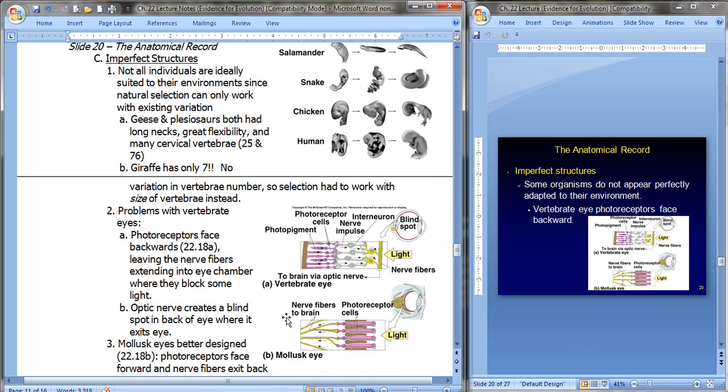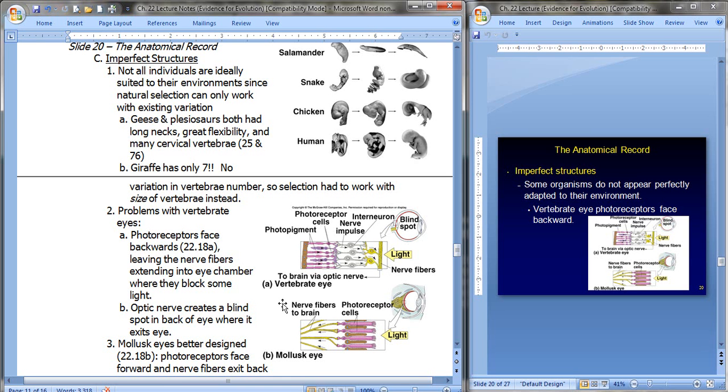Another example are imperfect structures. Now, even though natural selection chooses, if you will, the best suited for the environment, not all individuals are ideally suited to their environment because natural selection can only work with the existing variation. It can't just make stuff up. So let's look at this example.